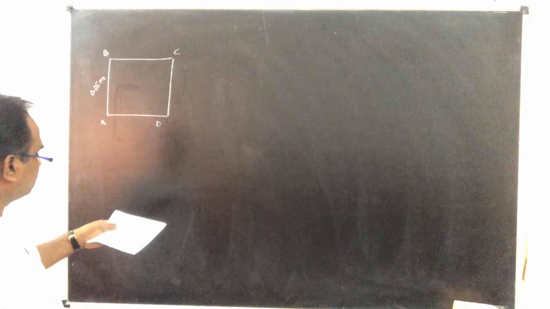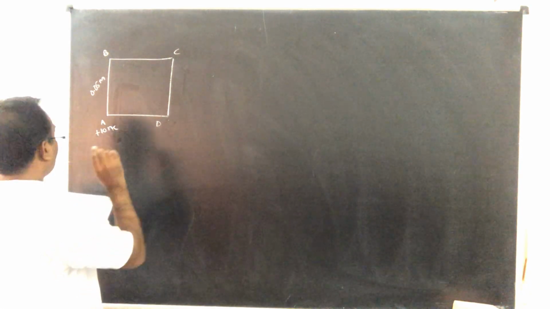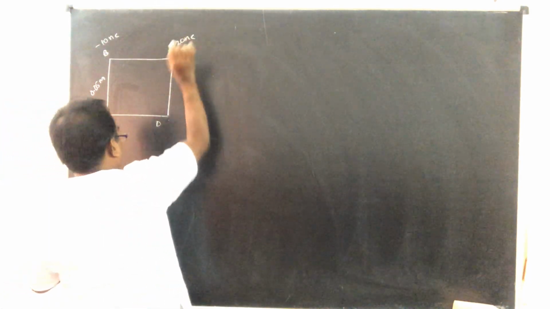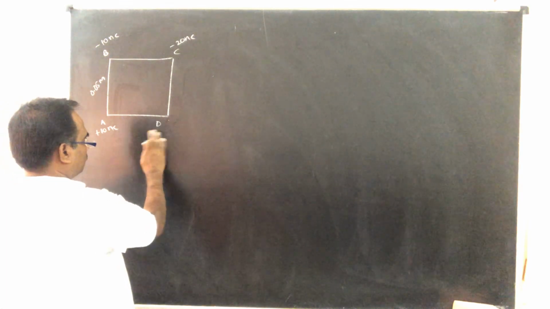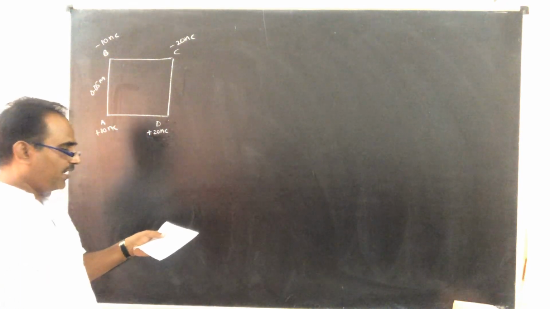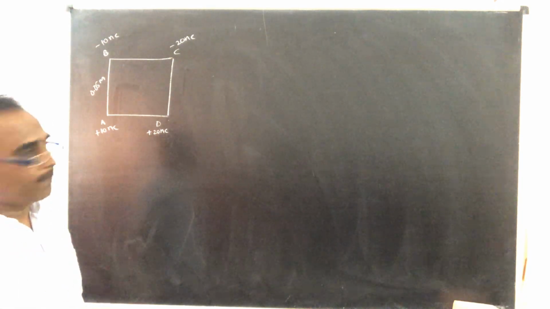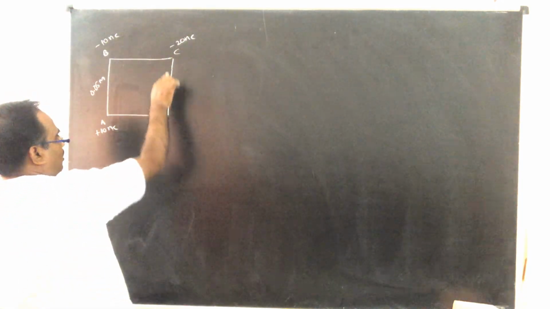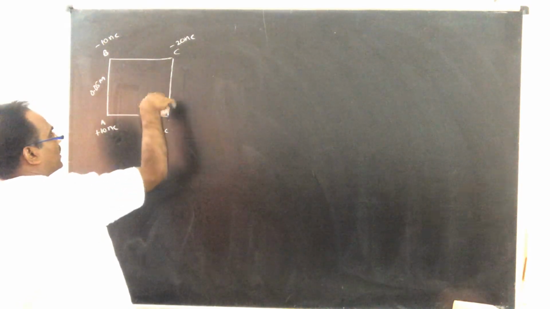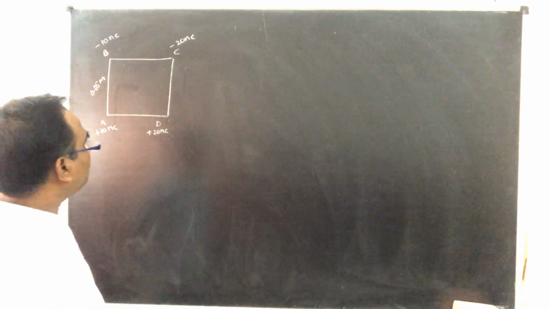Here there are charges of plus 10 nanocoulomb, minus 10 nanocoulomb, minus 20 nanocoulomb, plus 20 nanocoulomb, placed at the corners A, B, C and D respectively of the square ABCD. That means in this square of side 0.05 meter, these charges are kept like this. Now the question is, find the resultant force on charge at D.